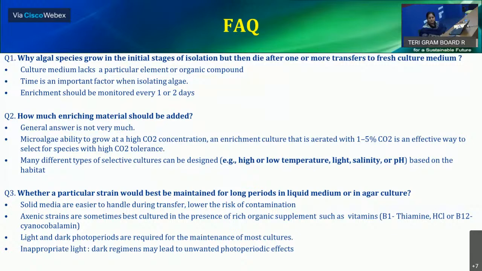For example, you can use high or low temperature, light, salinity and pH according to the habitat from where you have collected the isolates. Coming to the last question, whether a particular strain would be best maintained for a longer period in liquid media. Yes, solid media are preferred for storing the algal isolates, and axenic strains are sometimes best cultured in a media which is rich in vitamins B1 and B12, and they can be kept under a light and dark photoperiod for further maintenance of the cultures.